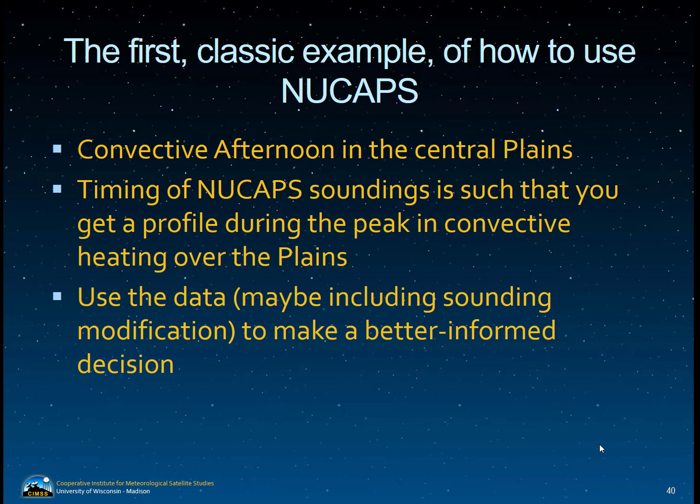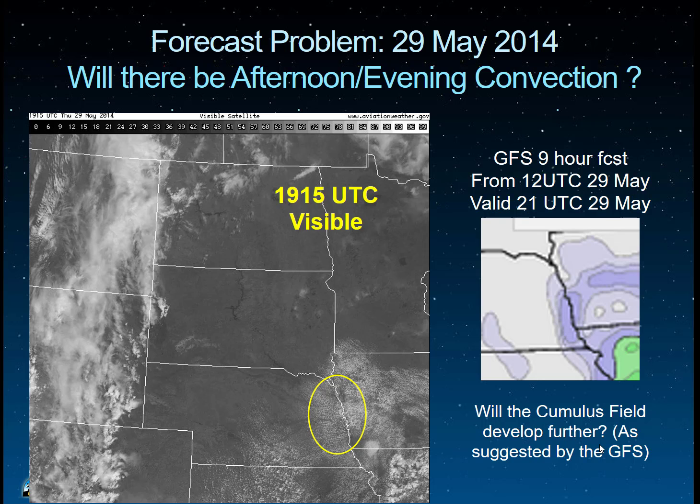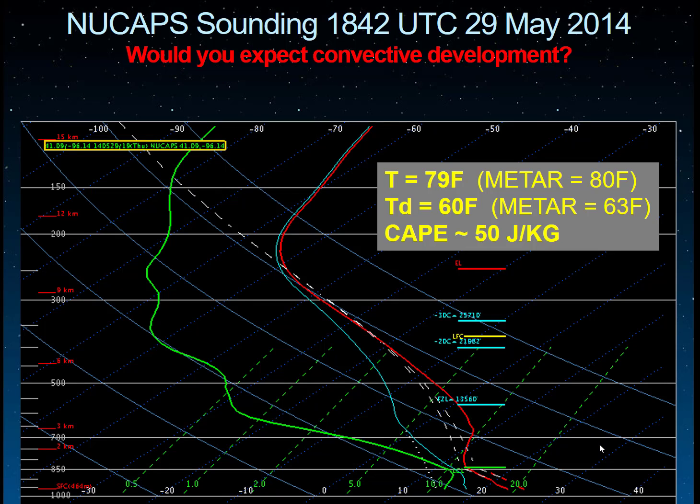This is the first classic example of how to use NUCAPS, and it came from Dan Neatfeld, who was then the SOO in Omaha. This was a case where the GFS was predicting precipitation, and in the afternoon, when NUCAPS would be overflying, there's a broken cumulus field, and the question was, is that cumulus field going to develop sufficiently that precipitation as called for by the GFS is going to fall? If you had looked at a NUCAPS profile from that day, you would have seen something like this.